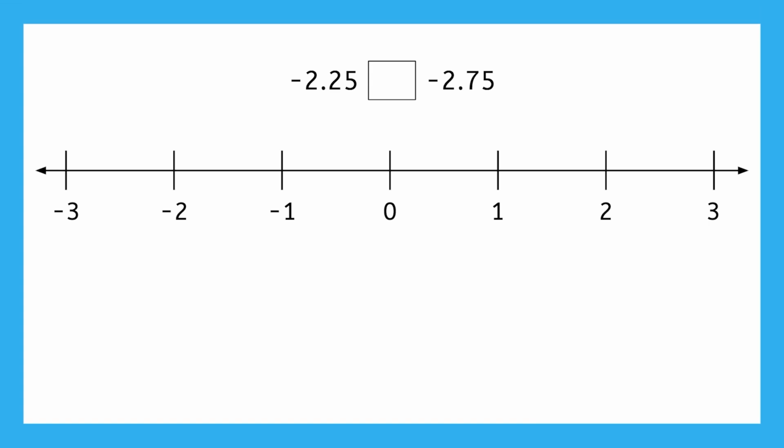Both values are between -2 and -3. But -2.25 is closer to -2, and -2.75 is closer to -3. -2.25 is on the right side, so it's the larger value. The inequality will be -2.25 is greater than -2.75.